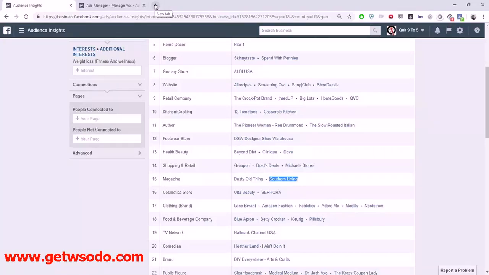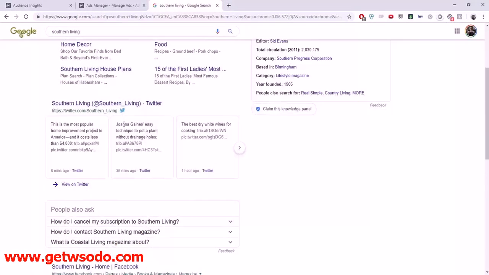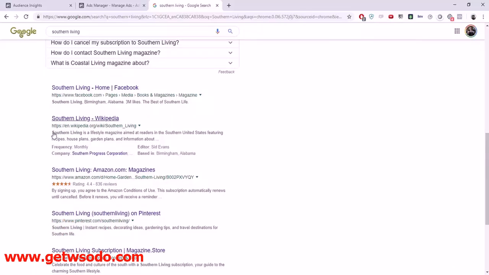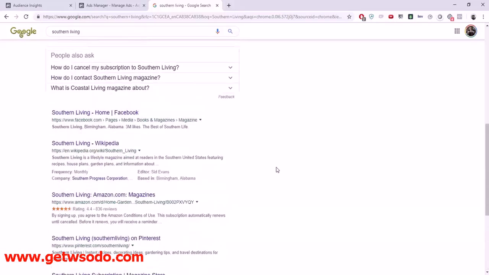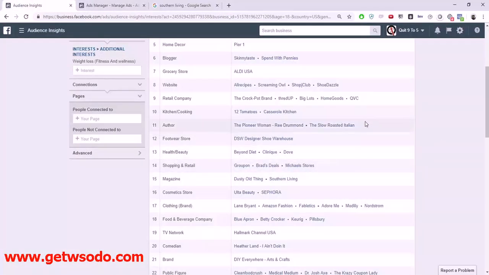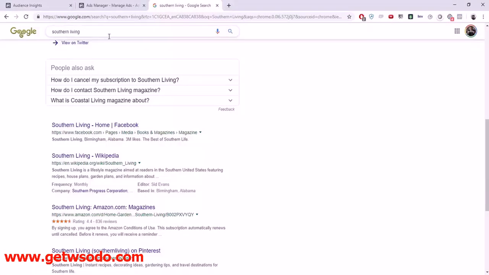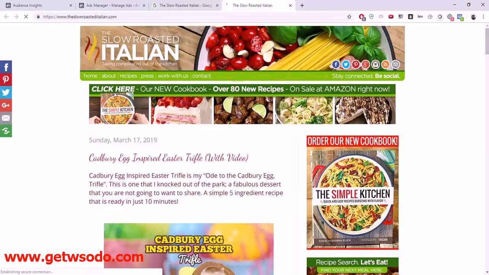So if we just go up here, Southern Living. This might be an option where you can find some other stuff, but this is really reaching. We don't typically go to Google too much unless we don't really understand what something is. For example, I have no idea what the slow roasted Italian author is. So I'm going to go on here and maybe explore their website. I'm just going to click on here, slow roasted Italian.